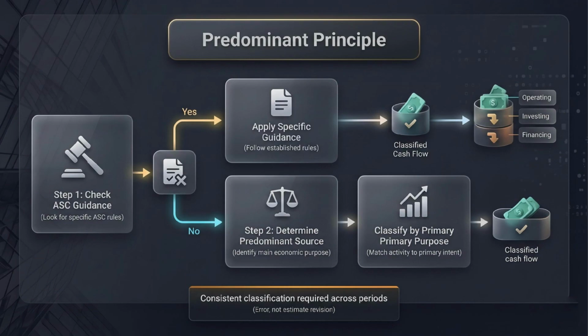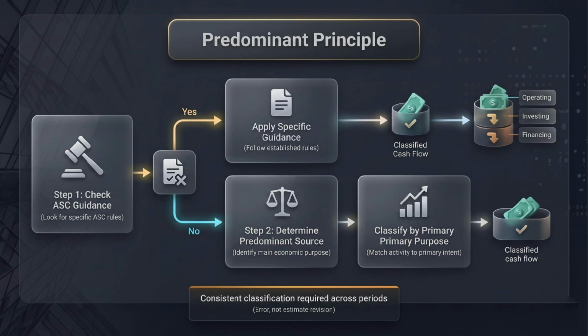Some cash flows have features of more than one category, and that is where judgment matters. ASC 230 uses a two-step approach. First, check for specific guidance in ASC 230 or another ASC topic. If specific guidance exists, follow it. If no specific guidance applies, classify the cash flow based on the predominant source or use of the cash flow. That means we look at the main economic purpose, not just the label on the transaction.